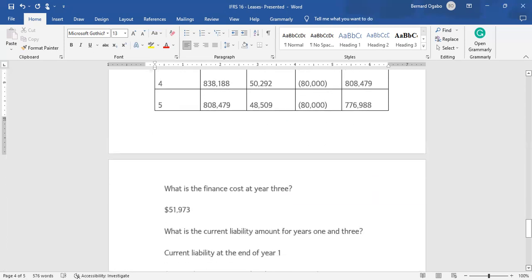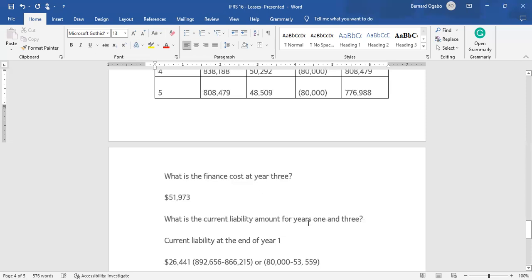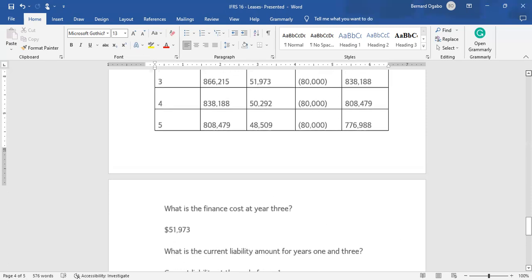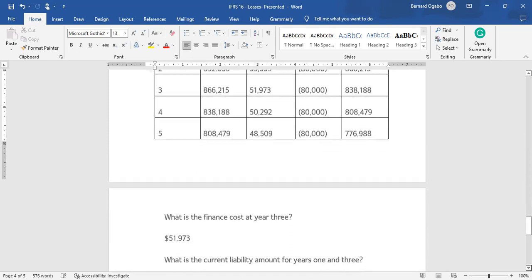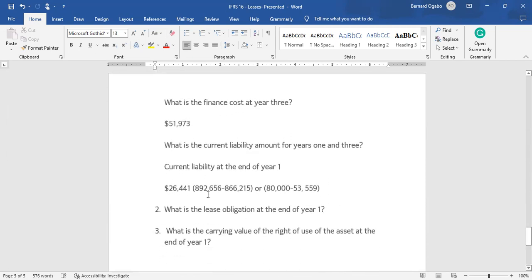Then what is the current liability amount for year 1 and year 3? I have done year 1, so you do year 3 on your own. So at the end of year 1, this is the lease liability outstanding at the end of year 1, but it includes all the lease payments I'm supposed to make from year 1 to year 20. So that being the case, to get the current liability, it is this amount minus the balance at the end of year 2. The difference between these two gives me the current liability at the end of year 1. So that is what I have done here, but there's another way of doing it. Which is 892,656 minus 866,215, which is 26,441.